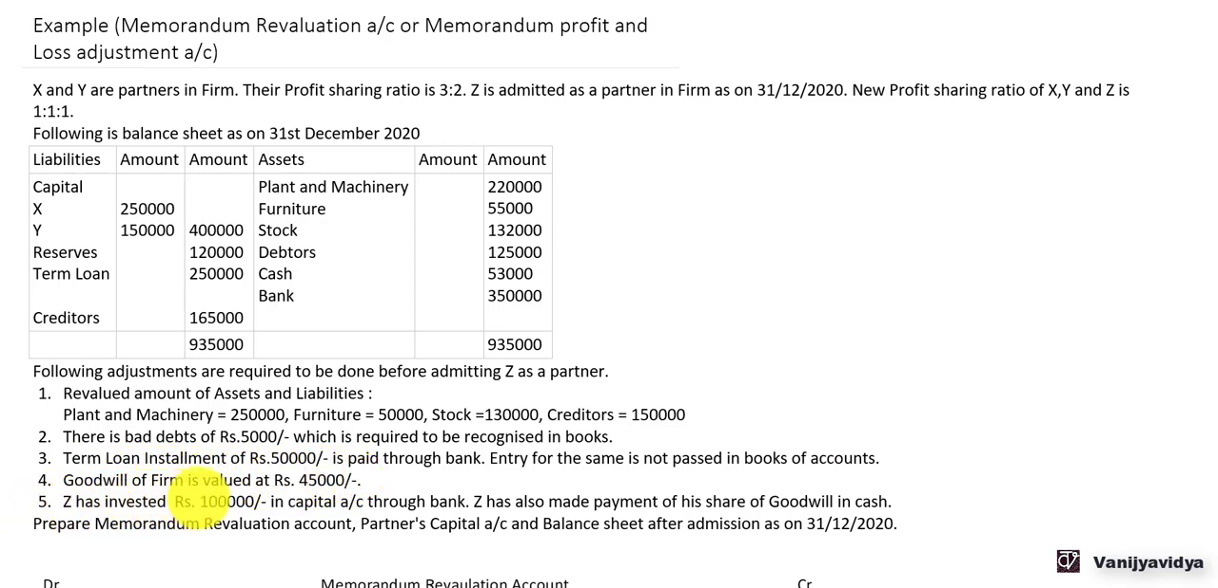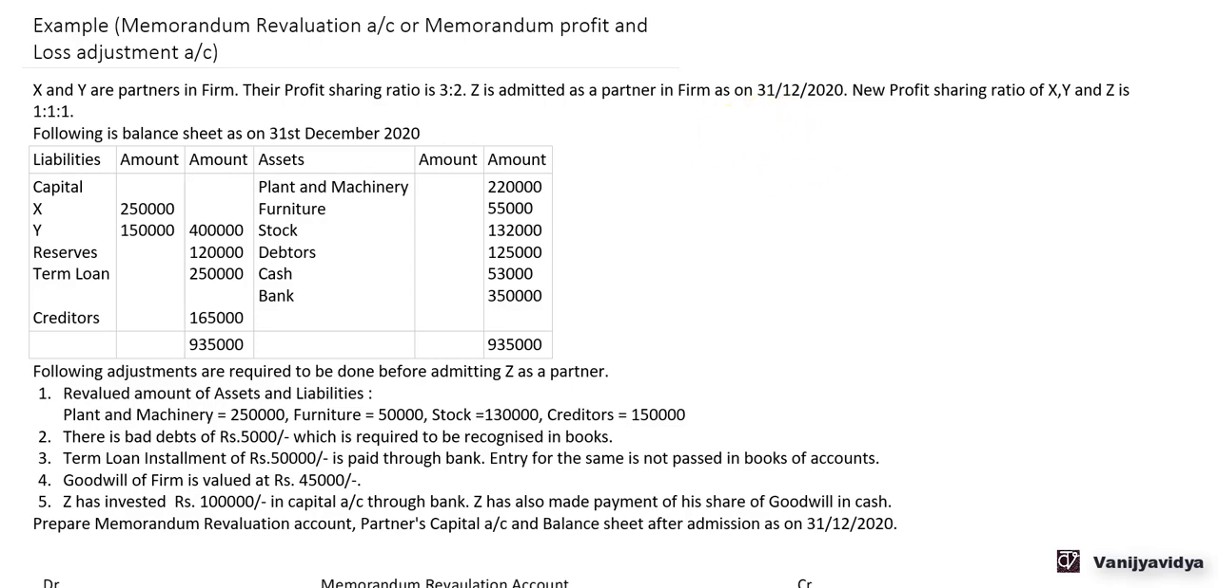Fifth, Z has invested rupees 1 lakh in capital account through bank. Z has also made payment of his share of goodwill in cash. Prepare memorandum revaluation account, partners capital account and balance sheet after admission as on 31st December 2020. So we are required to prepare a revaluation account, partners capital account and balance sheet.